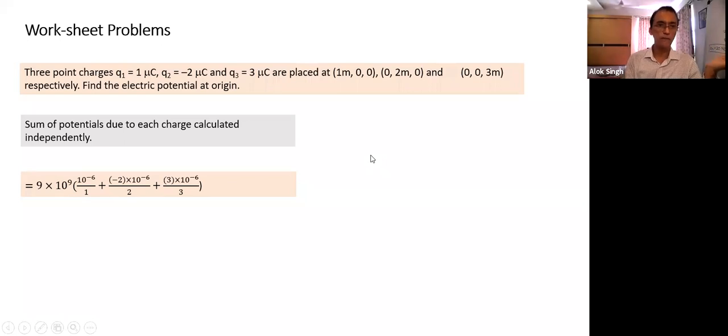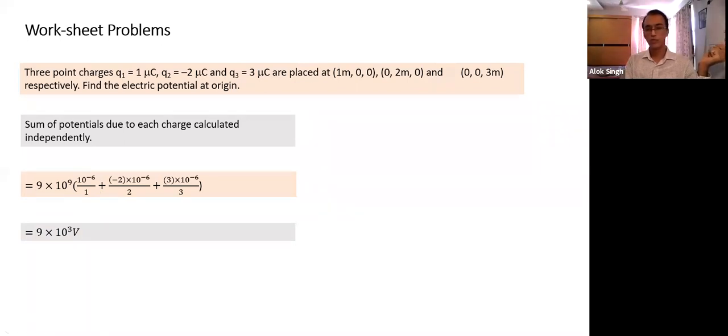And if we simplify, 10 to the power minus 6 also could have been taken out. So what is left? 1 minus 1 plus 1. Pretty simple calculation. It comes to 9 into 10 to the power 3 volts. Everyone should be able to calculate. This is a kind of question 90% of people in the class should be able to do. It's a simple application of the formula and adding it up. No problem at all.